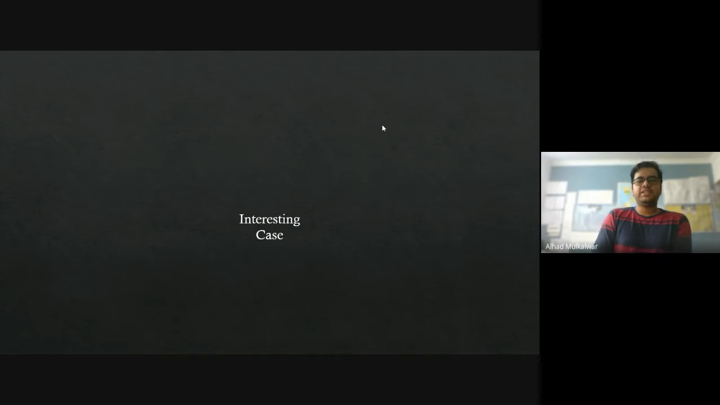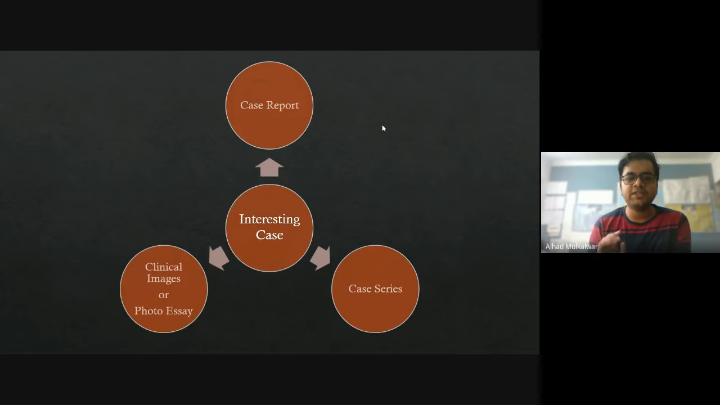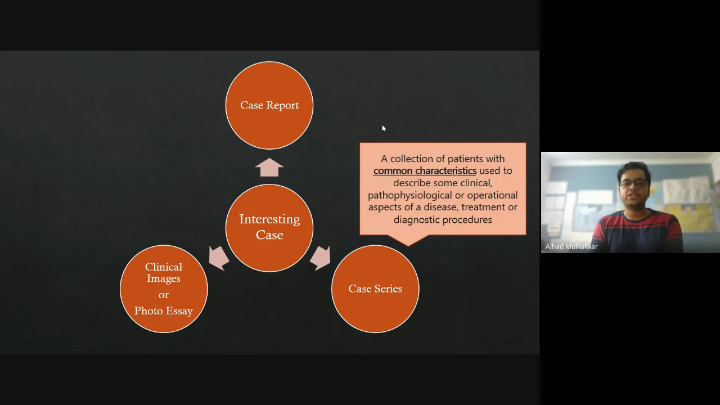So now there's a general misconception. Okay, you have found an interesting case, so all I can do about it is a case report. However, the thing is that that's not the only thing. You can do a case series as well. So now, what exactly is a case series? A case series is a collection of patients with some common characteristic.